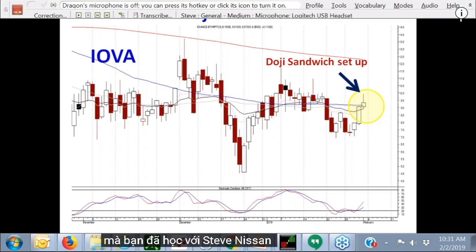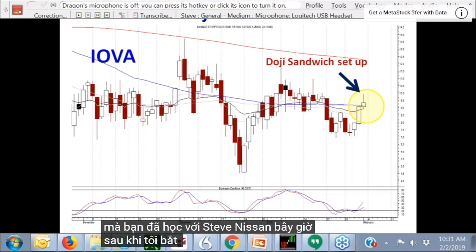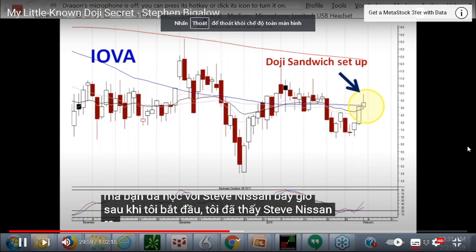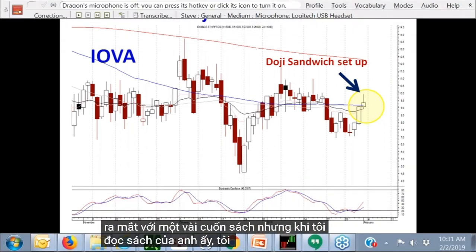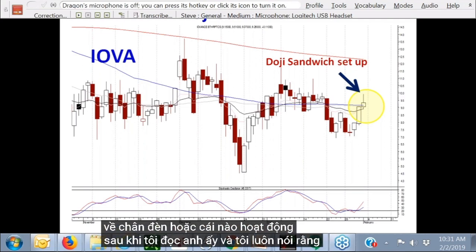Did you study with Steve Nissan? No. After I got started, I saw Steve Nissan came out with a few books. But when I read his books, I didn't know any more about candlesticks or which ones worked after I read them.